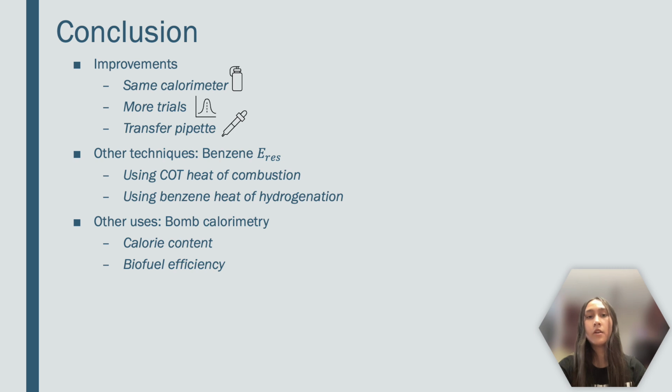Lastly, a transfer pipette could be used close to the volumetric flask line when measuring the water. By using a transfer pipette, a more accurate amount of water will be used. The exact amount of water is important because it is used in determining the total heat of the reaction. If too much water is used, the change in temperature could be smaller than the true value.